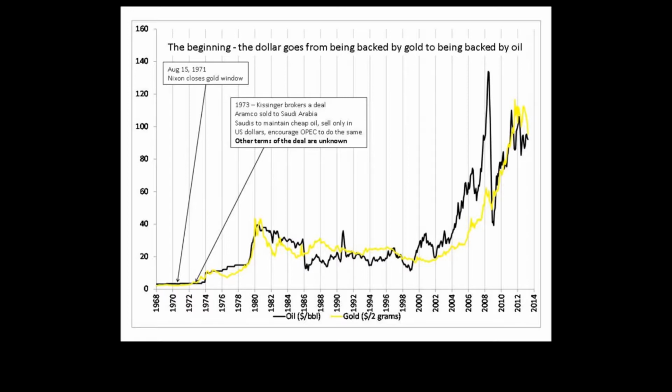There were other aspects of the deal that were not disclosed, but it is highly likely, given Saudi's history of demanding gold in payment, that the US guaranteed Saudi Arabia that they would continue to be able to receive gold in return for their oil.